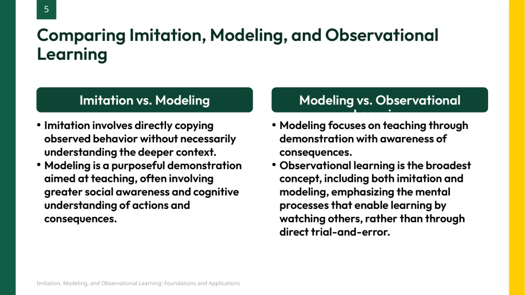Now, looking at modeling versus observational learning, modeling is a specific strategy within observational learning that emphasizes teaching through clear, intentional demonstrations. Observational learning, however, is a broader concept. It includes both imitation and modeling, but focuses more on the mental processes that allow us to learn by watching others rather than through direct experience or trial and error. This means observational learning highlights how we process and internalize what we observe to guide our own behaviors.